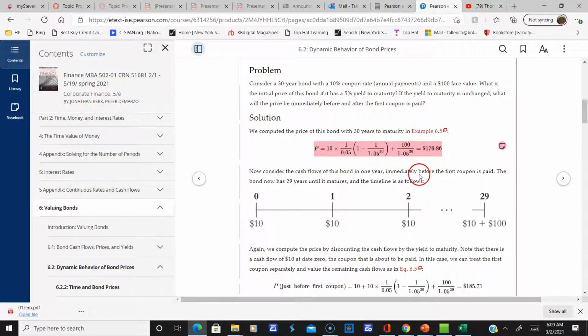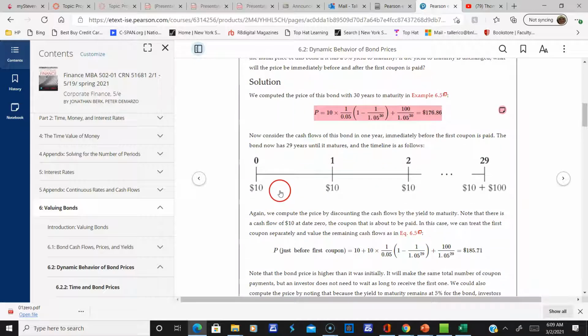So immediately before the first coupon is paid, the bond now has 29 years until it matures, and the timeline is as follows, right? So this is the timeline. In 1 year, right? 1 year has passed, because it says it has 29 years until it matures, right? Everyone see that?